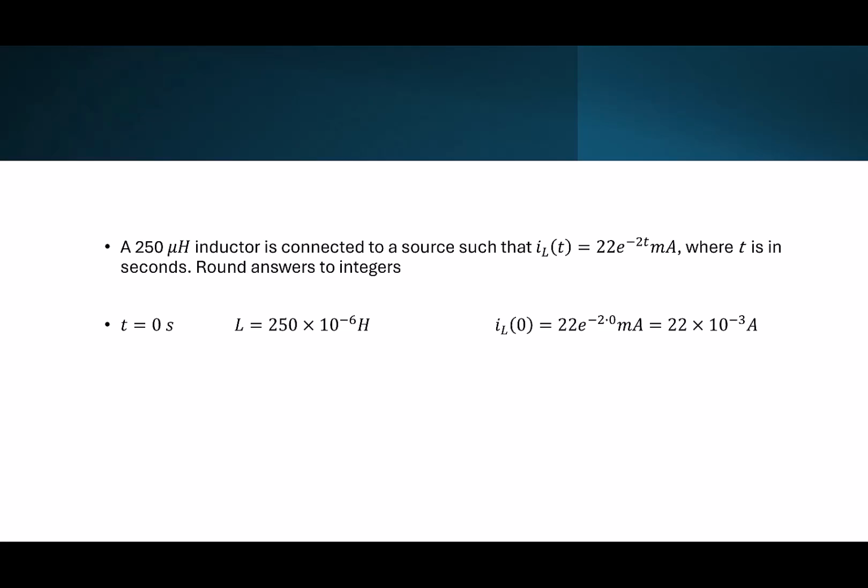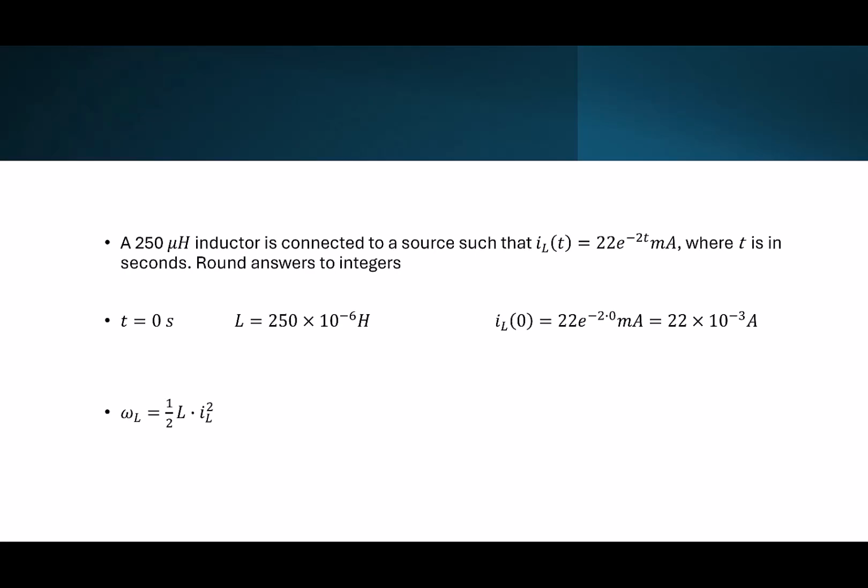Now we can put these all together to find the energy. Our equation for the energy stored in an inductor is 1/2 the inductance times the current squared, which means our energy is 1/2 times 250 times 10 to the negative 6 henries times 22 times 10 to the negative 3 amps squared. We'll do it the long way the first time, and then we'll talk about shortcuts in our second example.